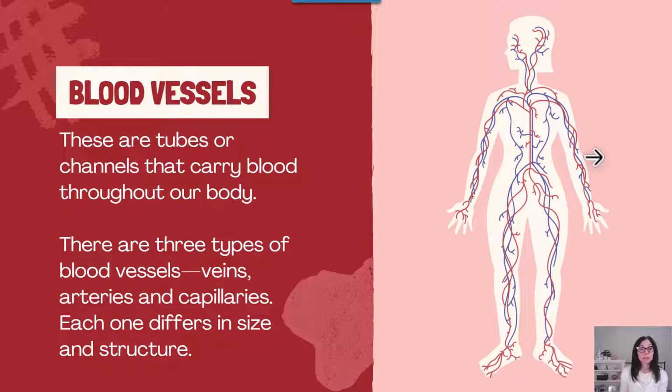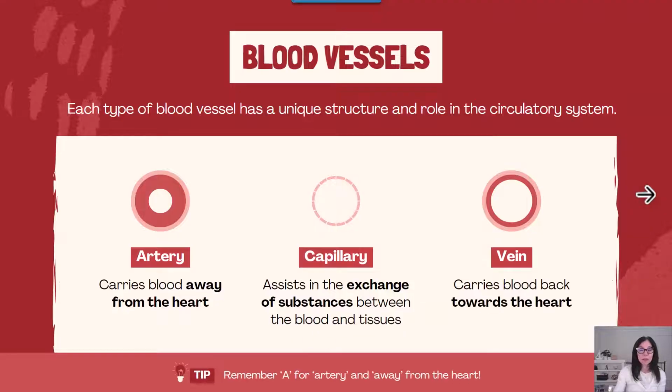So anyways, there are three types of blood vessels. They are the arteries, capillaries, and veins. Let's take a look a little bit more about those. They each have their own unique structure because they each have a different function. So you'll see the arteries are a lot thicker.